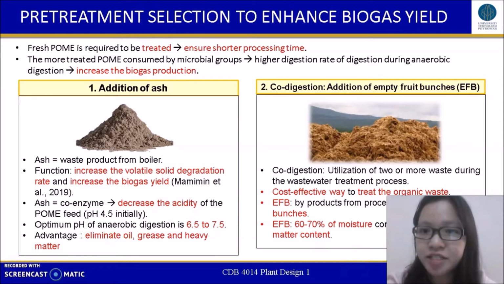Co-digestion is the utilization of two or more substrates, where a higher production rate of biogas can be achieved compared to mono-digestion of a substrate. The co-digestion process is a cost-effective way to treat organic waste. Anti-fruit branches, with 60 to 70% moisture content and higher organic matter content, are generated as a byproduct from processing of the fresh fruit branches in the palm oil mill industry. In this process, the ratio of EFP to foam used is 0.4 to 1.